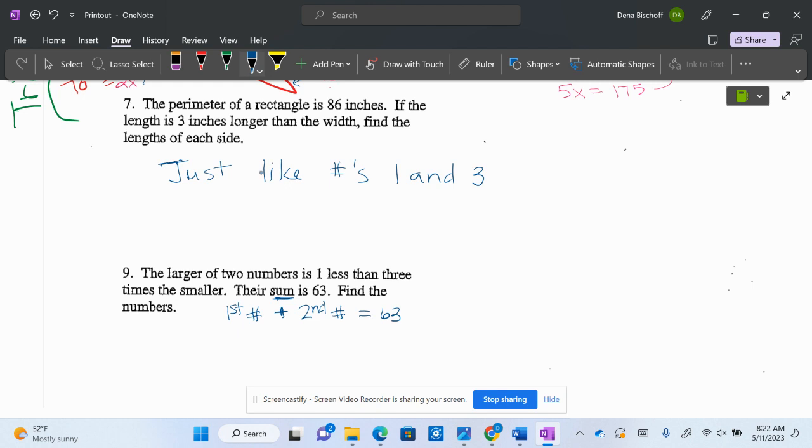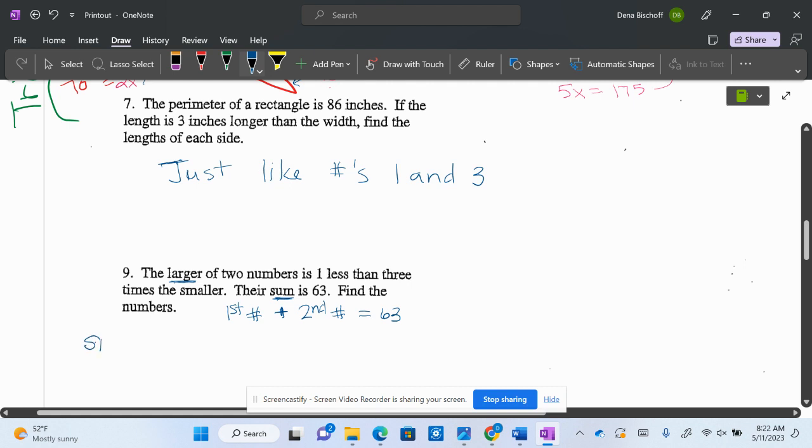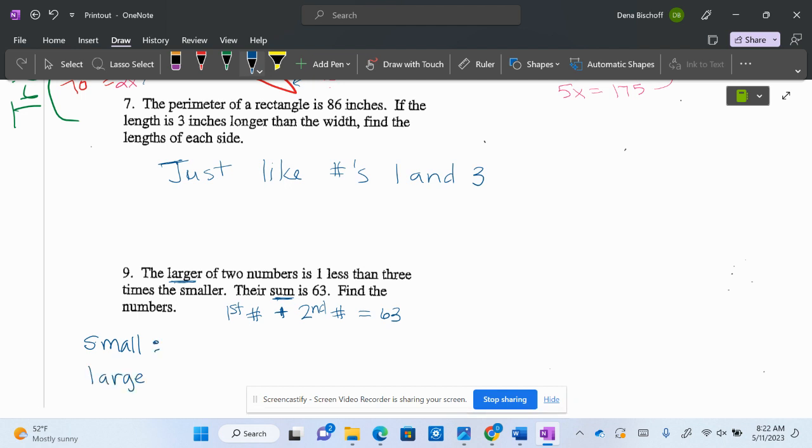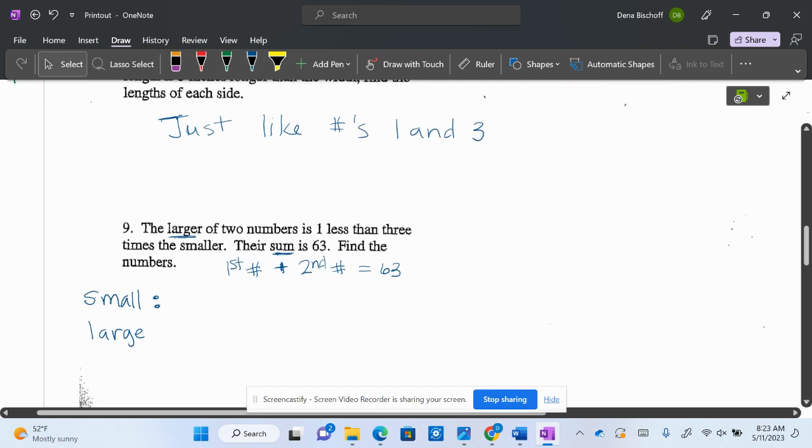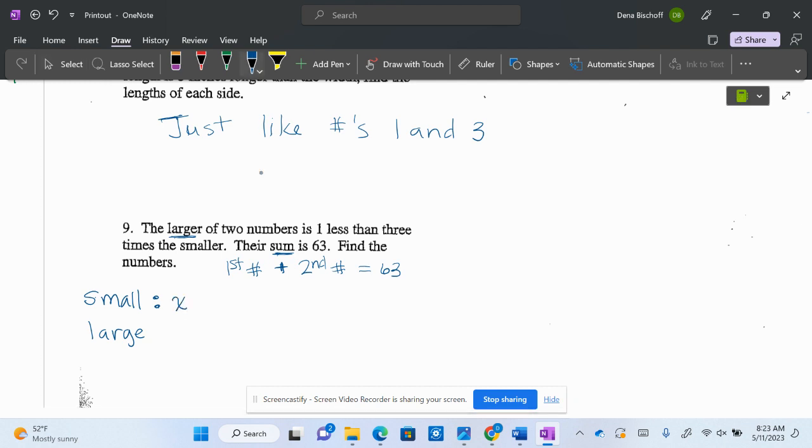So it starts off talking about the larger of the two numbers. Let's just call one number small, and we're going to have one number that's larger. So what do you want to call the small number? Not S, because S's look like 5s. X. Okay. So the small number is going to be X. The larger number is 1 less than 3 times the smaller.